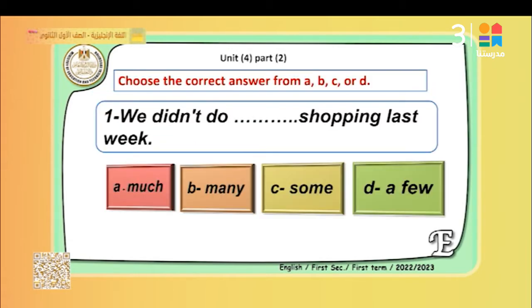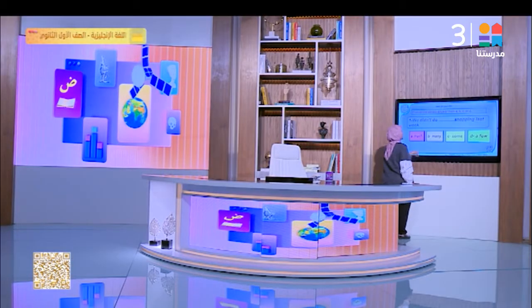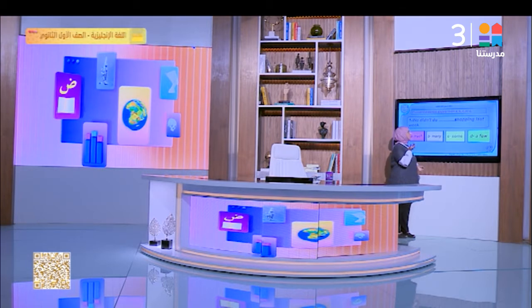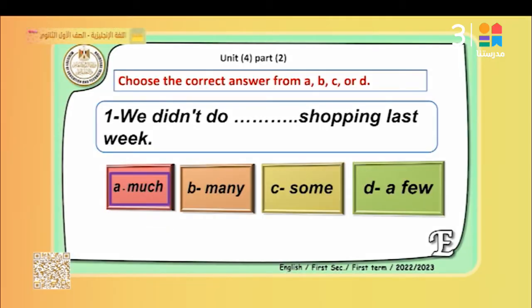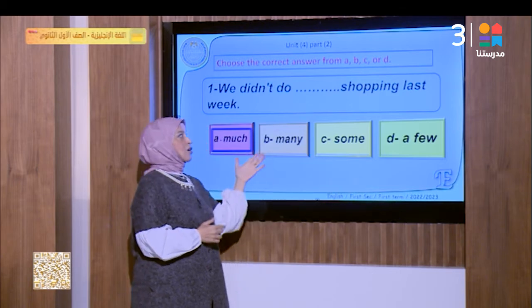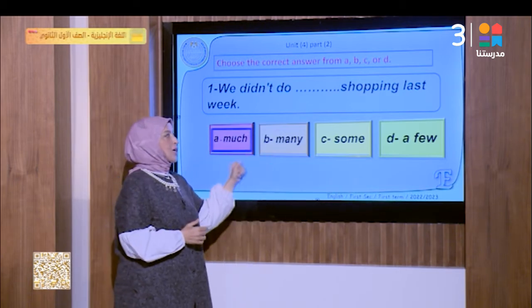Look at these questions. Number 1, we didn't do shopping last week. The word shopping, is it countable or uncountable? We said that anything which is abstract is uncountable. So what about the word shopping? Of course, the word shopping is uncountable because we cannot touch it. It's something abstract. So we say much shopping. We didn't do much shopping. We cannot use many. We cannot use a few because they are used with countable nouns.